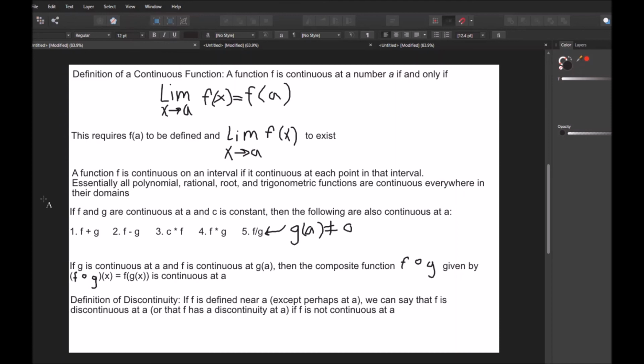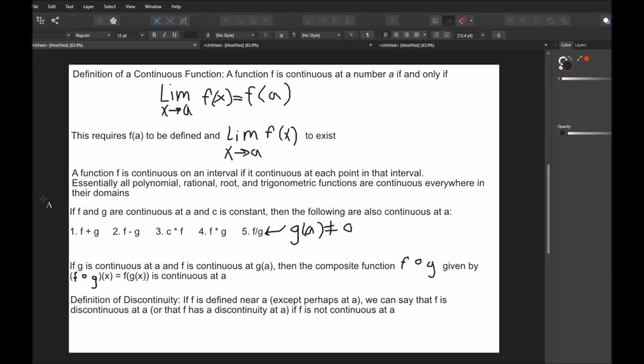This requires that f of a has to be defined and the limit as x approaches a of f of x has to exist. So for example, if we want to know if our function is continuous at the number 5, it should be that the limit as x approaches 5 of f of x should be f of 5. So a function f is continuous on an interval if it's continuous at each point in that interval.